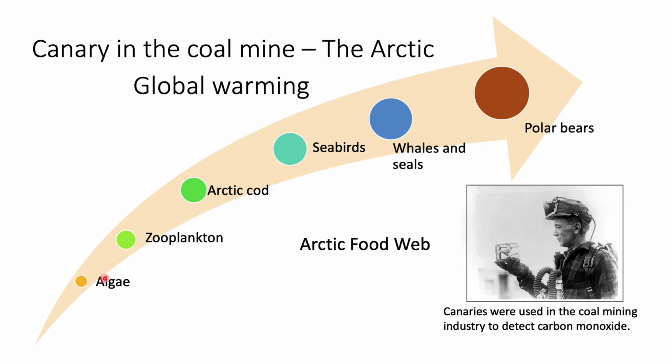The bottommost part is algae. Zooplanktons eat algae, and Arctic cod eats the zooplankton, and the seabirds eat the Arctic cod. Whales and seals eat the seabirds. The top predator is the polar bear, which eats the whales and seals. So when there is a change in the Arctic environment, the entire food web is affected. So that is what we say: we can actually see the changes that are happening in the Arctic.